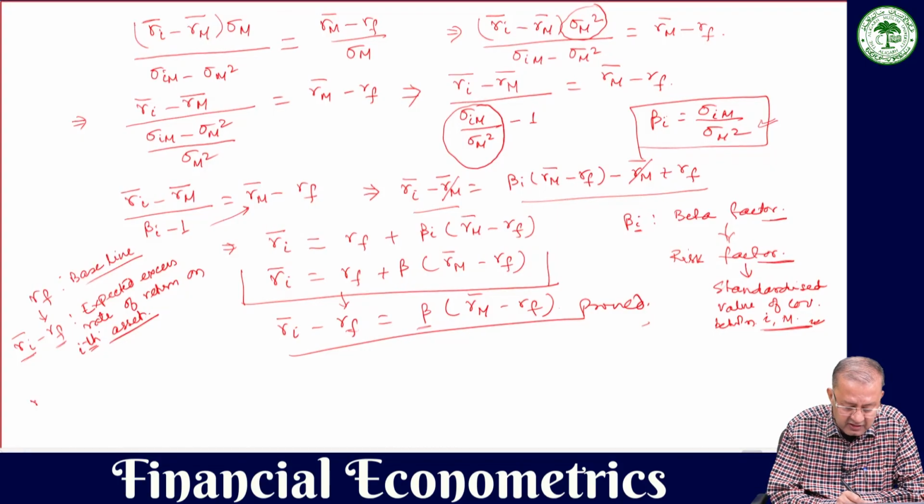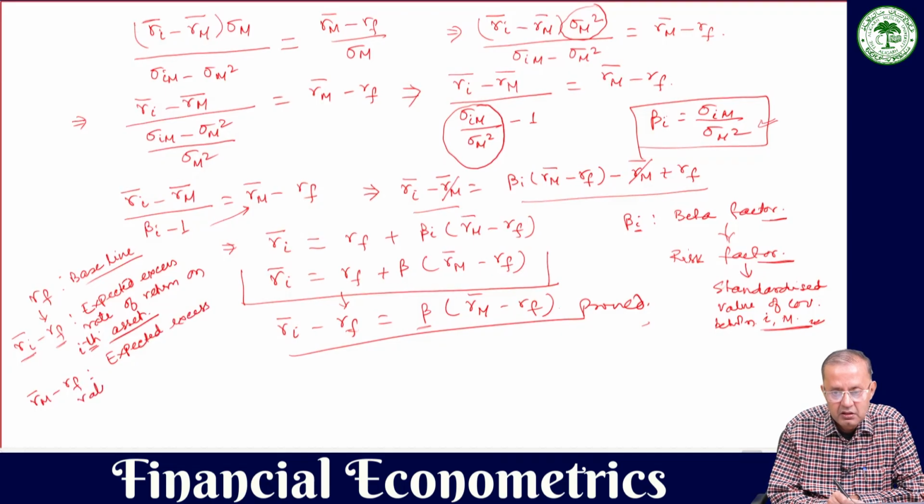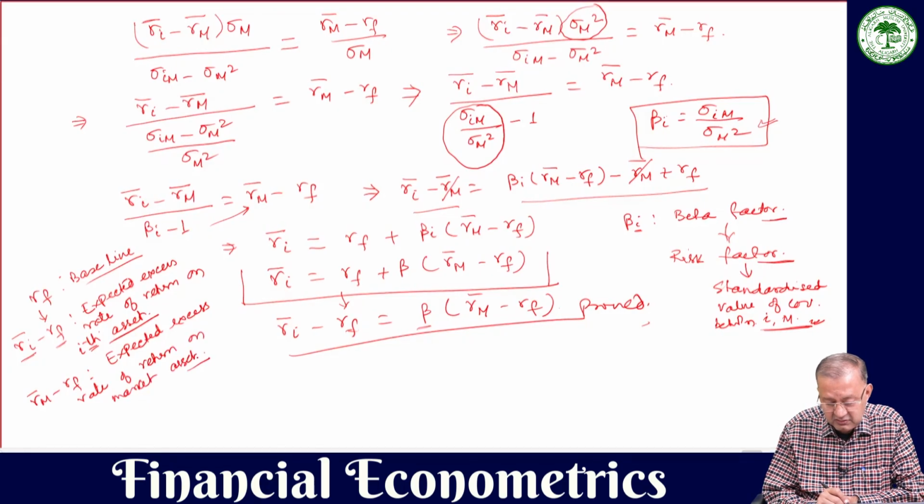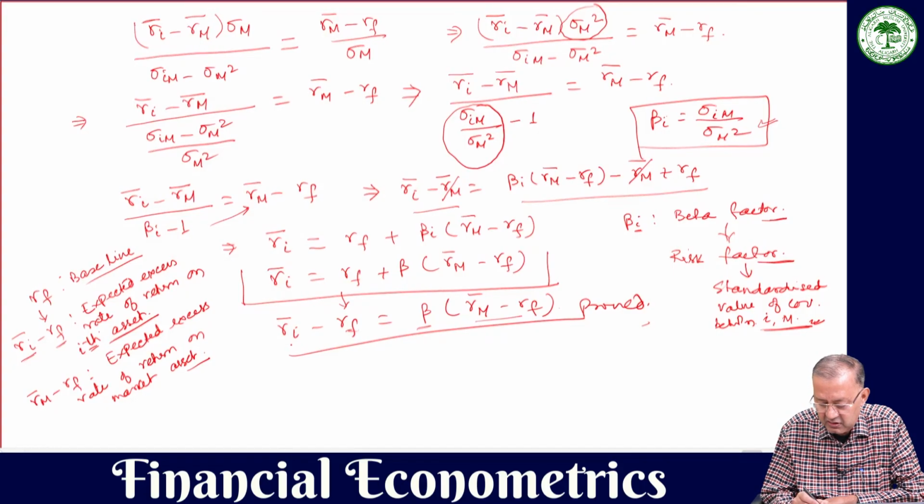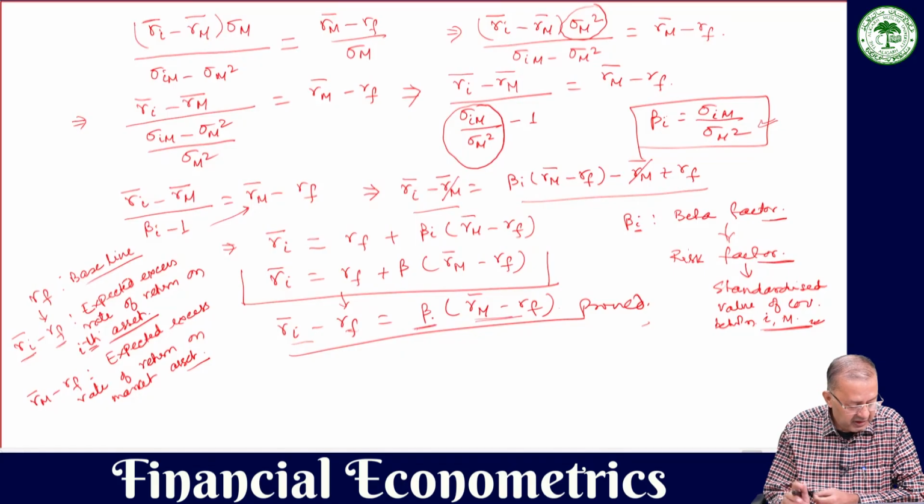By similar reasoning, we can say Rm bar minus Rf is the expected excess rate of return on the market asset. These two, the expected excess rate of return on the ith asset and the expected excess rate of return on the market asset, are proportionately related, and the proportion is given by the beta factor.